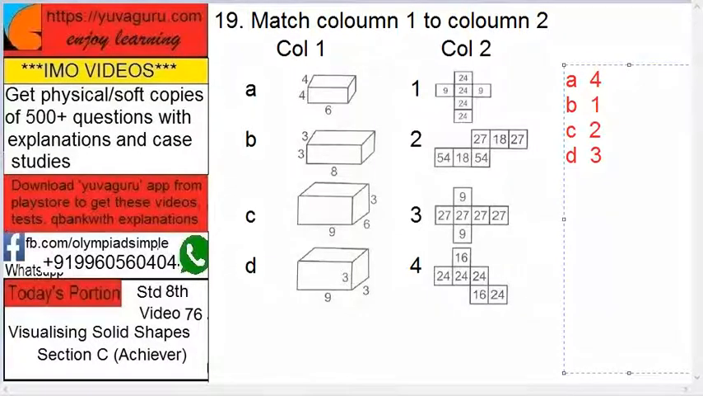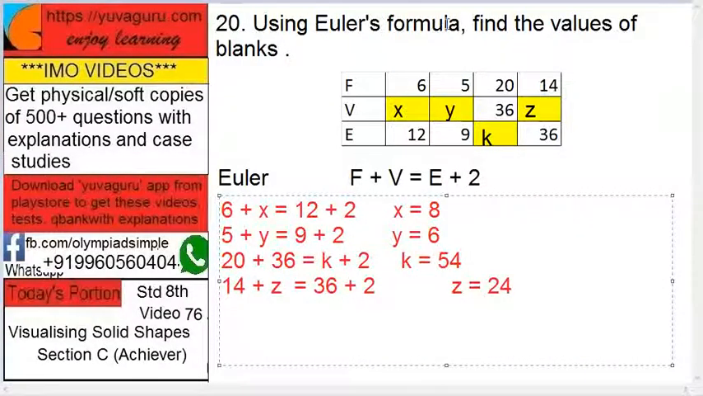Okay. Next, use Euler's formula to find the values of the blanks. Blanks means these x, y, z and k. Okay. F, V and E are given. So Euler's formula is what? F plus V equals E plus 2. Means faces plus vertices equals edges plus 2. We have studied this in our earlier videos. Check that also. So just solve this.